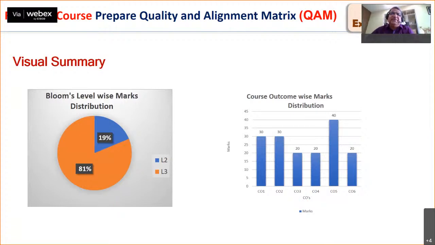See, in another case, it is 19% for understanding and 81% for L3. So the CO weightages are changing. There is no hard and fast rule that CO weightage should be the same. They may vary depending on the importance. So ultimately, you are the expert of your subject.